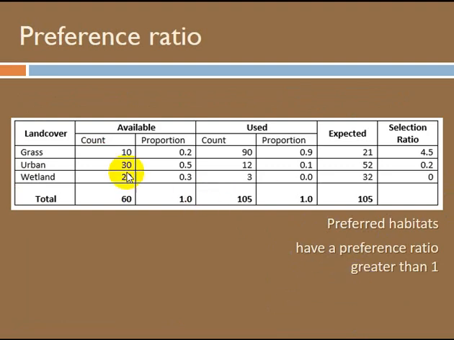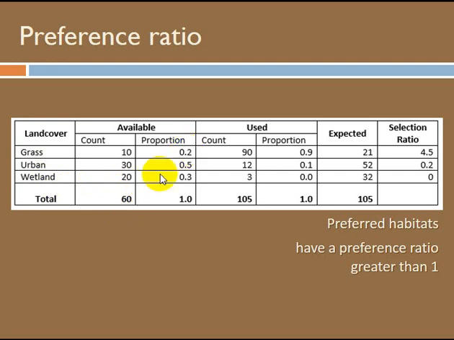So it might look something like this. This is a totally made up animal, very simplified. But let's say in our land cover we have our home range for our animal, and we clipped the land cover down and we ended up with 3 land cover types that were represented. The cell counts were as follows: 10 of them were grass, 30 of them were urban, and 20 of them were wetland, for a total of 60 cells.